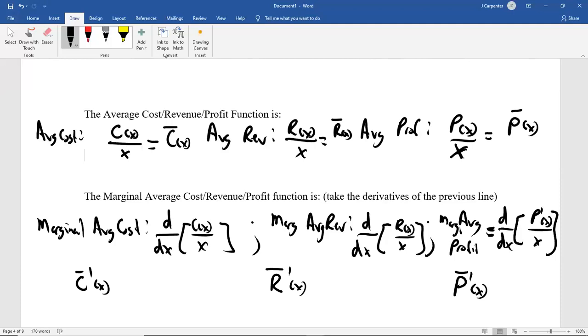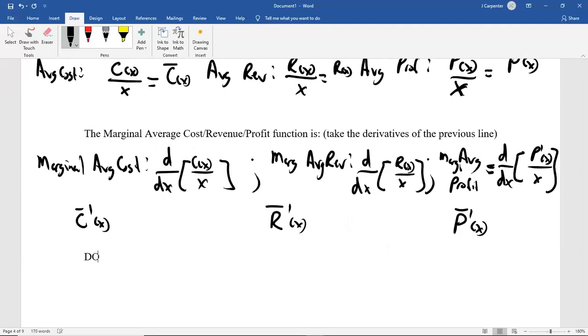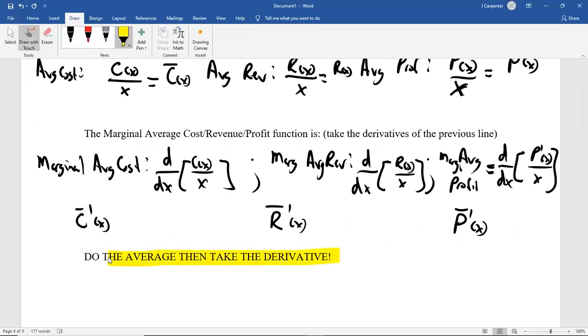A little bar over the letter means it's an average. A little one next to the letter means it's a marginal, it's a derivative. So average is a bar. A little one that looks like an exponent or a single quote tells us marginal, tells us derivative. So again, you have to do the average, then take the derivative. I'm going to highlight that. That's how we find our marginal averages.